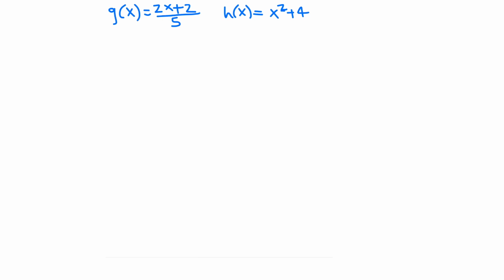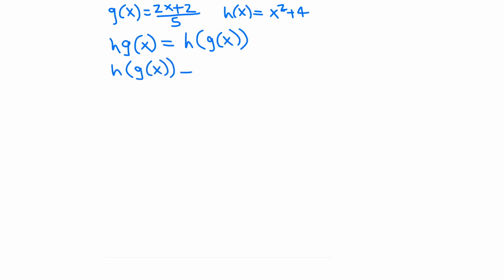So now we want to try and work out hg of x. So we're going to rewrite this with the brackets around the g of x. So this is evaluating h of x with the input g of x. So now we're going to put the actual value of g of x, which is that 2x plus 2 over 5. And this is now our input into the function h of x.